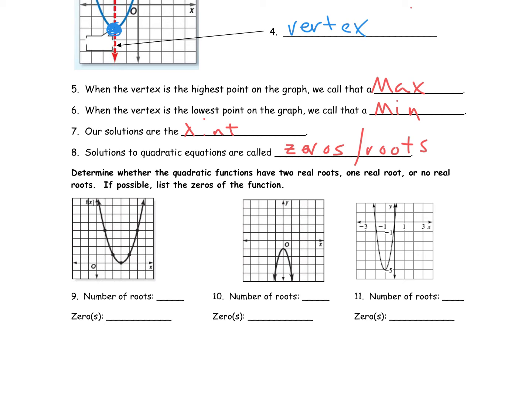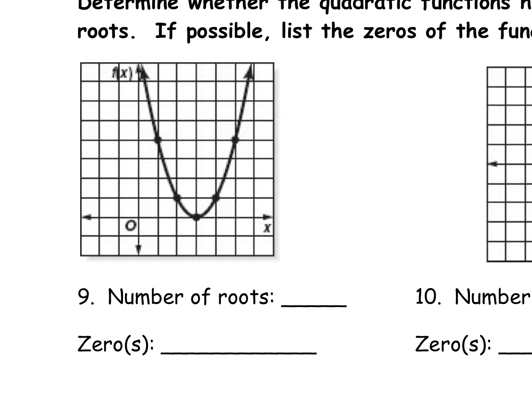All right. So for the next little part, it says determine whether the quadratic functions have 2 real roots, 1 real root, or no real roots. If possible, list the zeros of the function. So our zeros are where it crosses the x-axis, our intercepts. So how many roots do we have here for number 9? How many places do we cross the x-axis? 1, just right here. So we have 1 root, and what is that? So this is 0, x would be 1, 2, 3. It's kind of hard to see. So x equals 3.